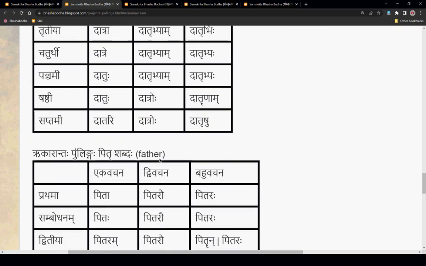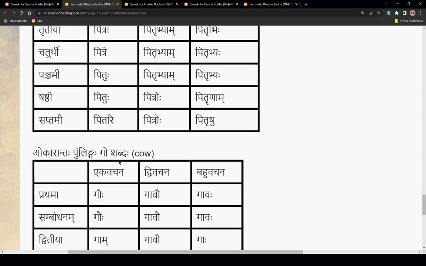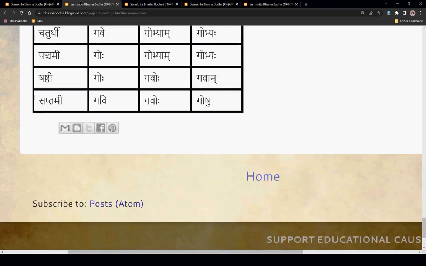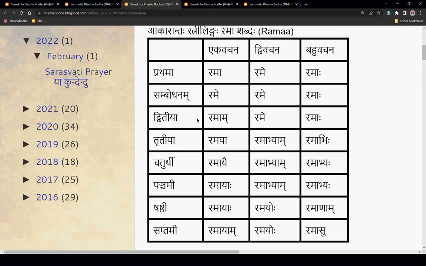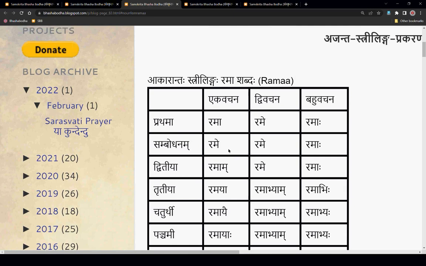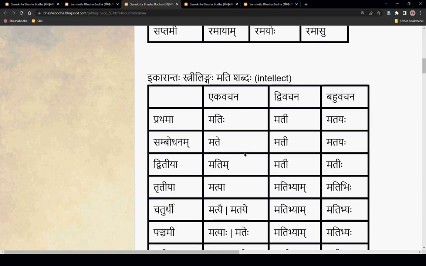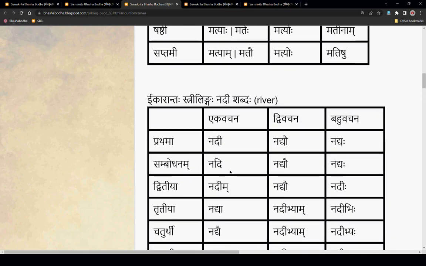If you come to Pitru, Pitaha is the Sambodhan, not Pita. Pitaha, mam pashyatu. Similarly, we have Mata also. If you go to Strilinga, we have Mataha. In Strilinga Akaranta, we have Sambodhanam Rame, Ume. If it is Akaranta, Rame, you can use it anywhere: Rame, atra pashyatu, Mate. Then Nadi is Hrasva. The Sambodhanam is not Nade, it becomes just Nadi.